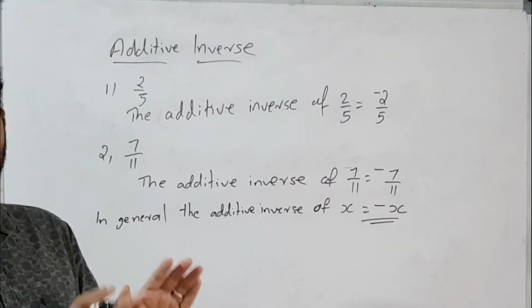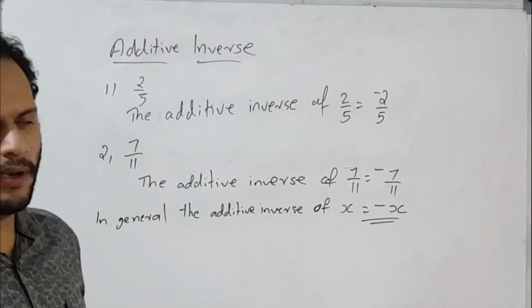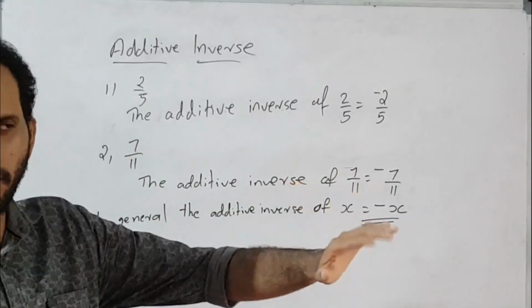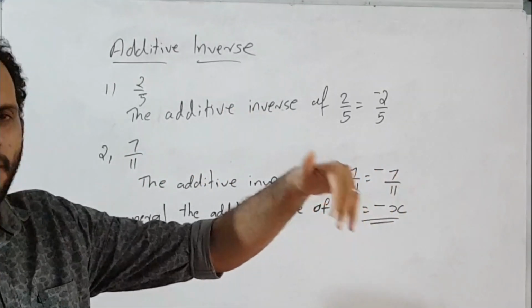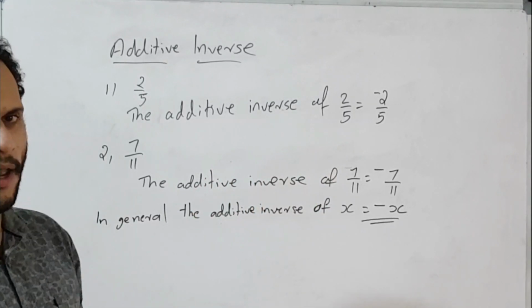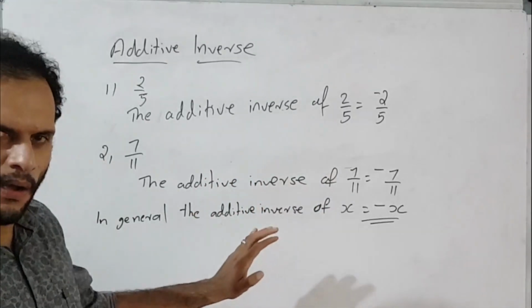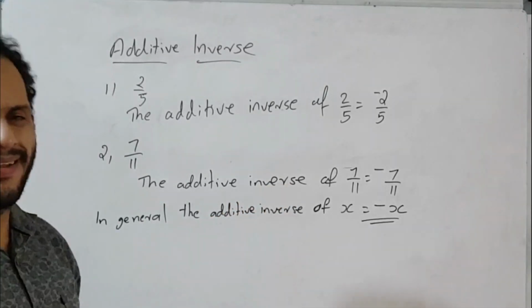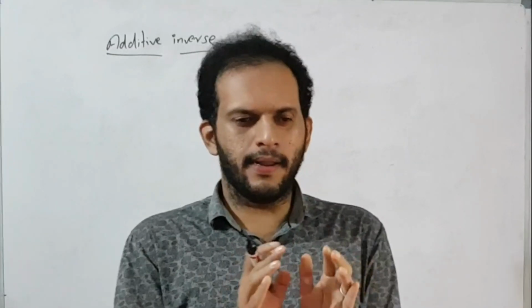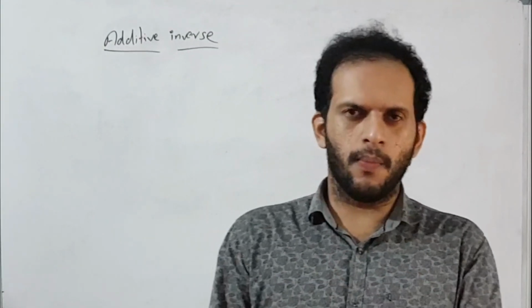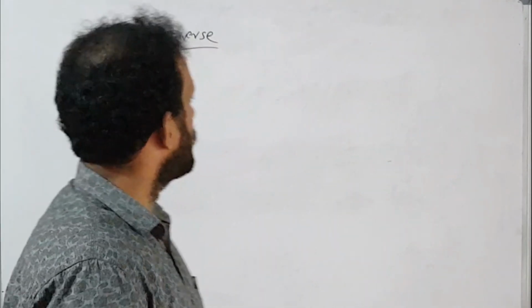Okay, then I think you got the idea how to write the additive inverse of a number. If you want to write the additive inverse of a number, we just put a minus symbol in front of that, correct? Then based on this we discuss the next point. Now you got the idea how to write the additive inverse, correct?